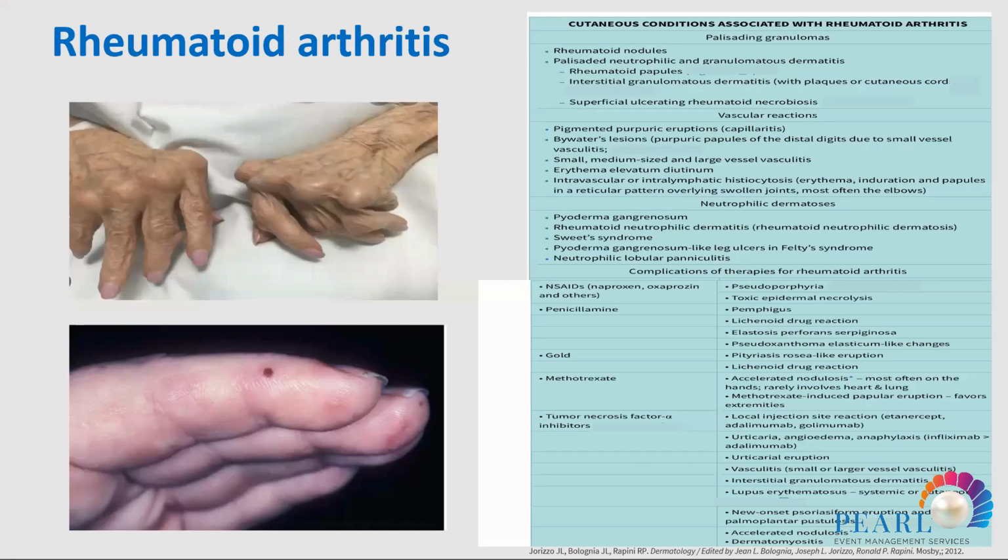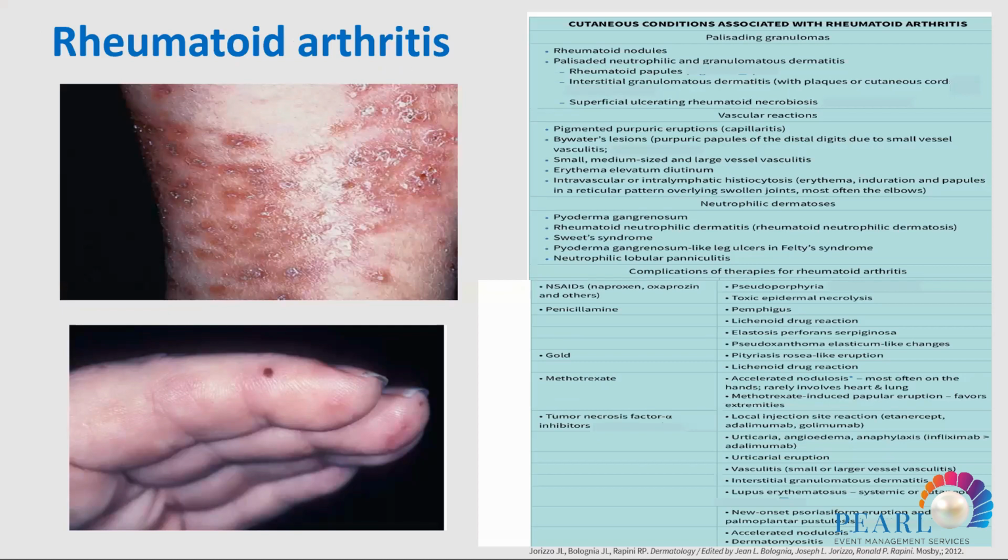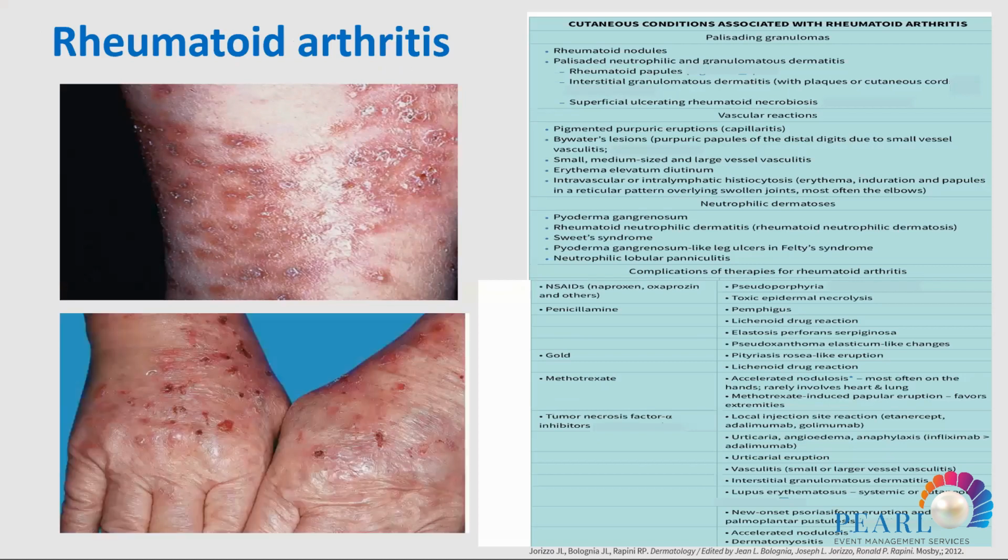Okay. Rheumatoid arthritis. We've always seen in rheumatoid arthritis the classical findings of the swan neck deformity and also the ulnar deviation. And patients, as we can see in the picture below, may have something called a Bywaters lesion, which are purpuric lesions mainly seen on the digits with a type of vasculitis. Patients also may have rheumatoid nodules, rheumatoid papules. And as we can see here in the picture below is pseudoporphyria.